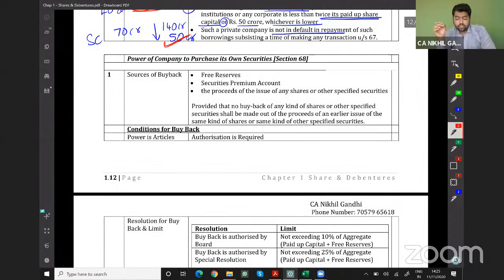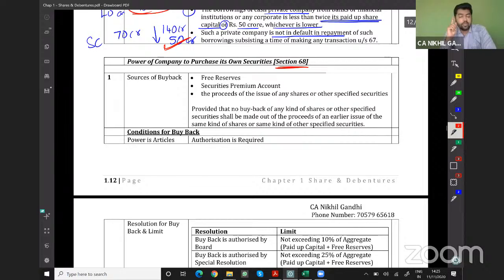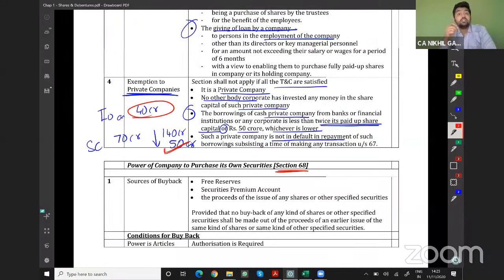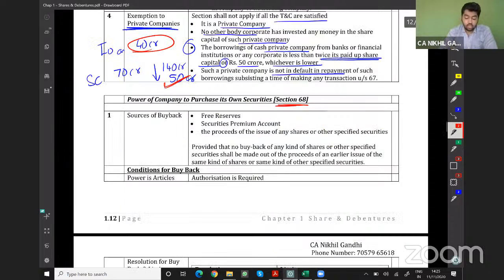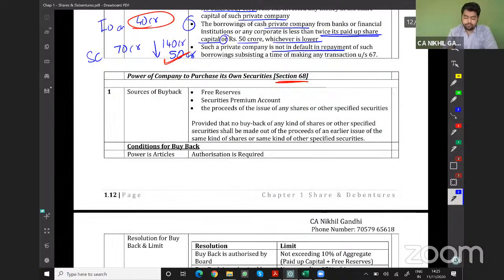Power of company to purchase its own securities, Section 68. Section 67 prohibits; Section 68 allows you to buy back your own shares.